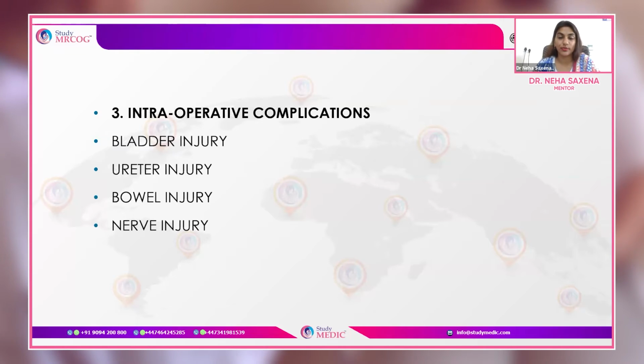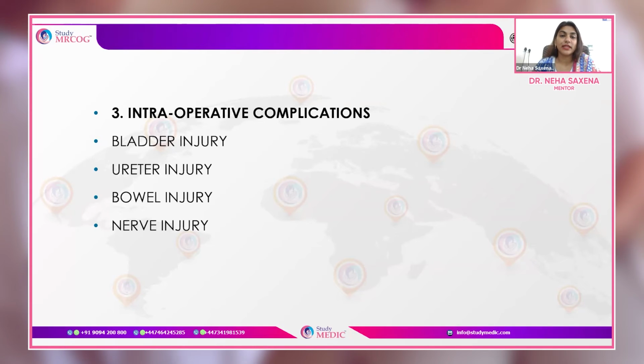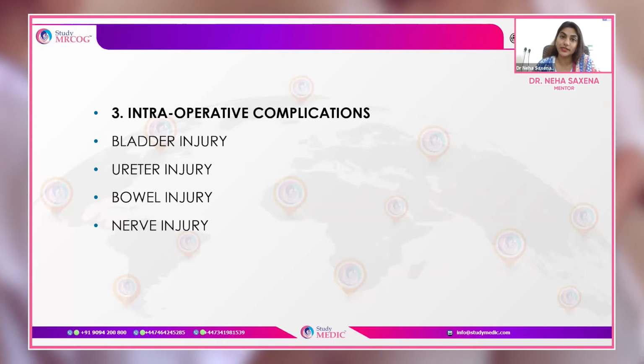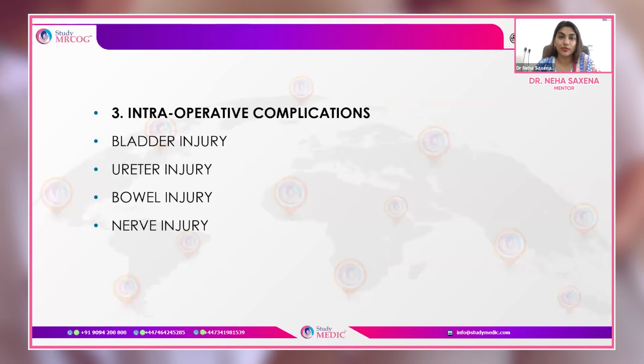The third one will be dealing with some intraoperative complications. For example, you're doing a cesarean section or a laparoscopic surgery, and then you find that there's a leak of urine. You suspect an injury of the bladder, an injury of the ureter, a bowel injury, or a vascular injury while you are entering the laparoscope.